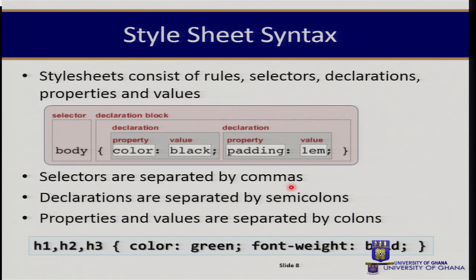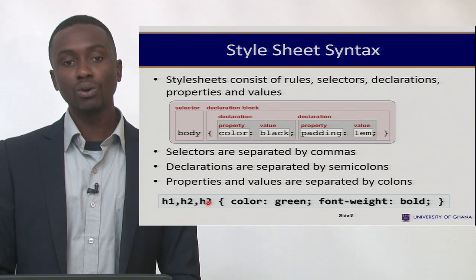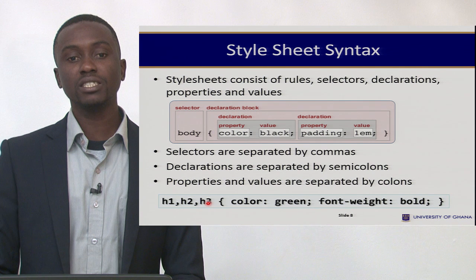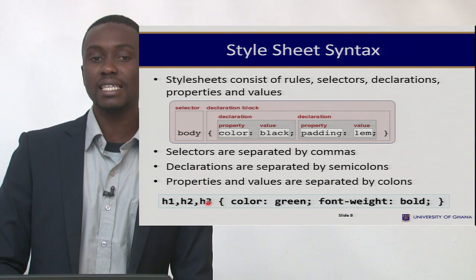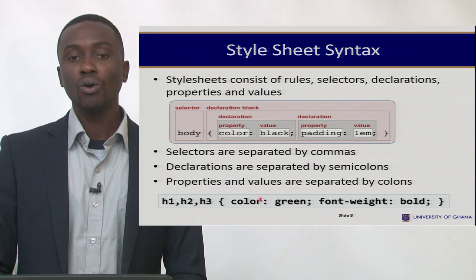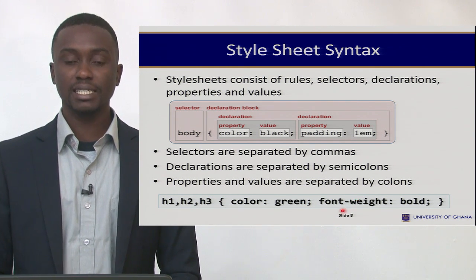Selectors are also separated by commas. Declarations are separated by semicolons, as we have seen in the above example. And properties and values are separated by colons, color, colon, black. So we can see here that we can have three selectors using the same declaration: H1, H2, and H3. If you have watched the previous video, you will know that H1, H2, and H3 are the heading tags, and you can use the tags as selectors. These commands will affect all these tags that have been stated in the selectors.